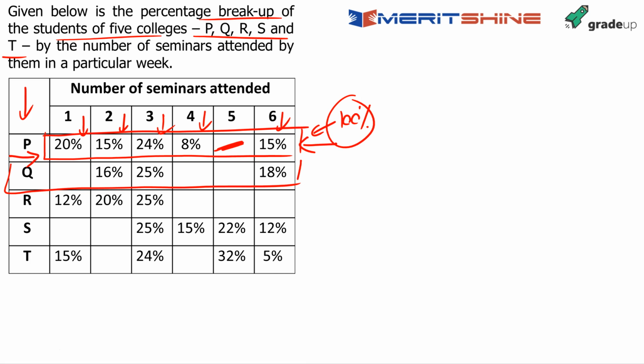This line is for Q. It means that of the total people of college Q who participated, 16% attended 2 seminars, 25% attended 3 seminars, 18% attended 6 seminars, and it goes on like this. And the values for 1, 4 and 5 seminar people are missing. So this 16% here means that of the total students of college Q, 16% students attended exactly 2 seminars. I hope this data is understood.